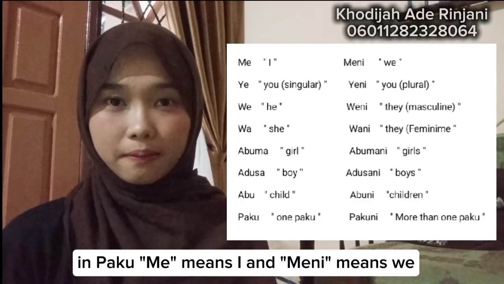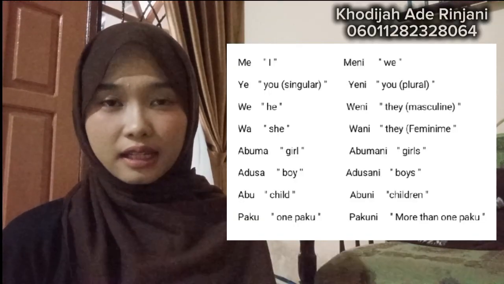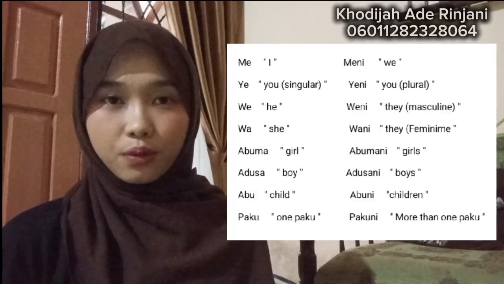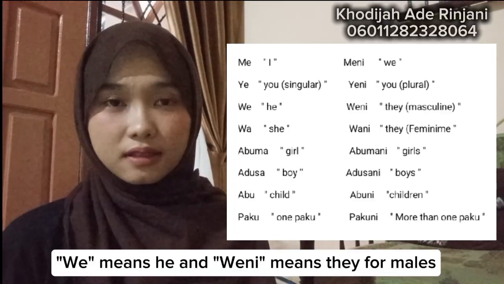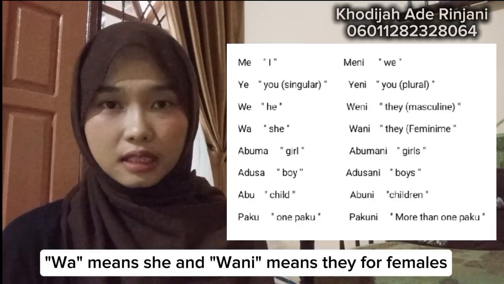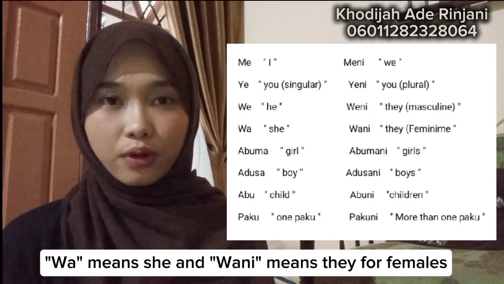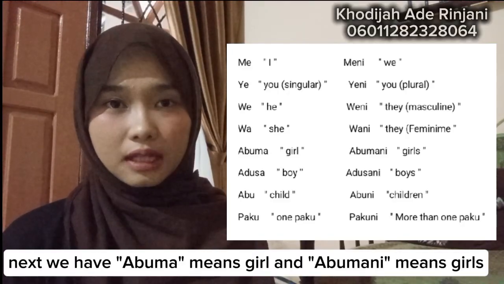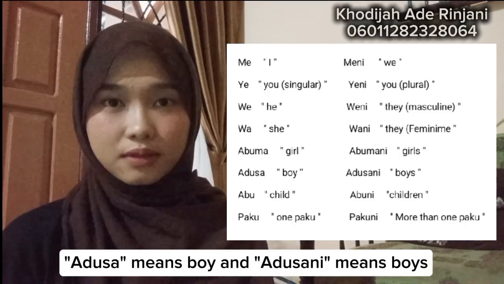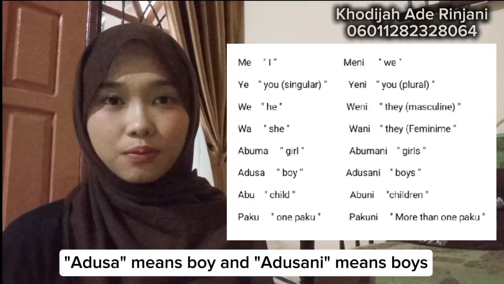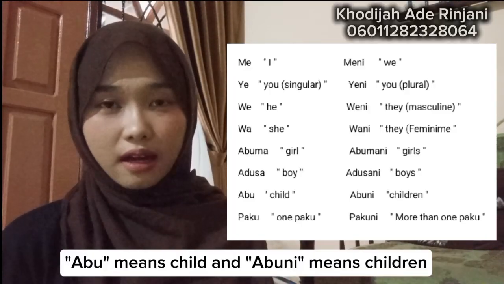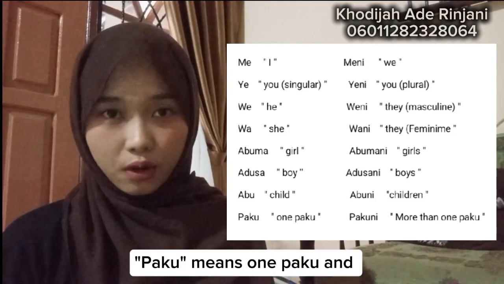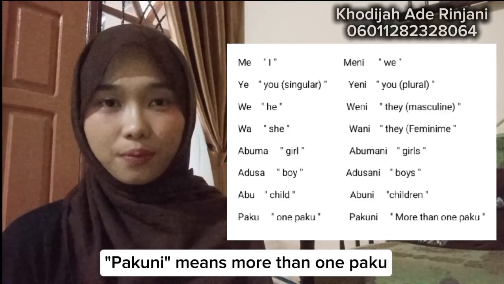In Paku, me means I and mani means we. Then ye means you for singular and yeni means you in plural. We means he and weni means they for males. Wa means she and wani means they for females. Next, we have abuma means girl and abumani means girls. Adusa means boy and adusani means boys. Abu means child and abuni means children. And lastly, paku means one paku and pakuni means more than one paku.